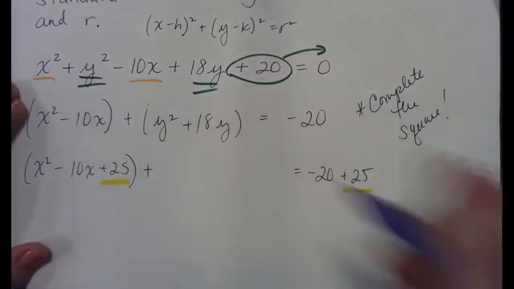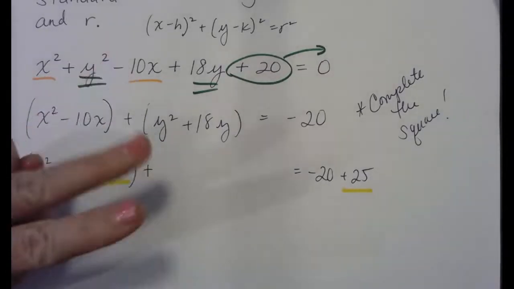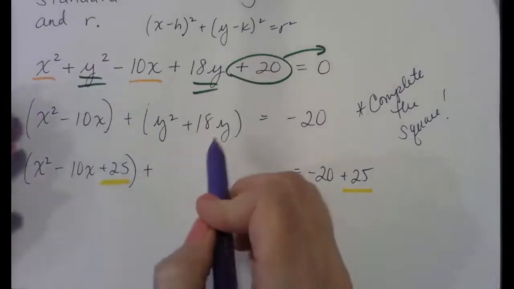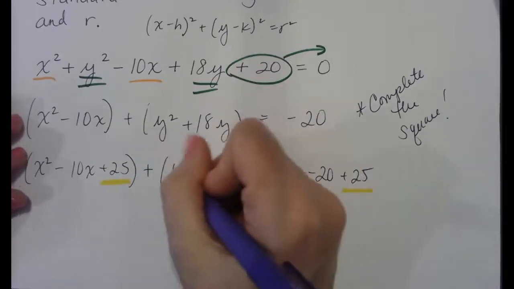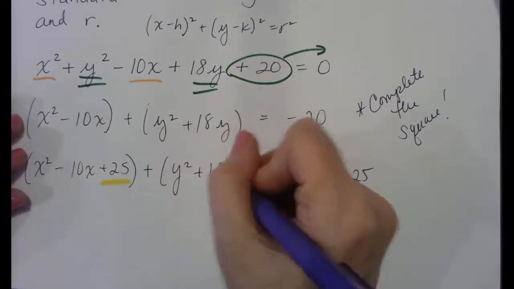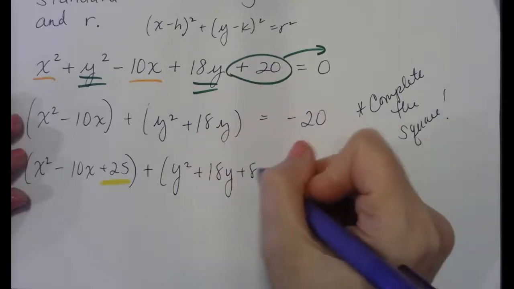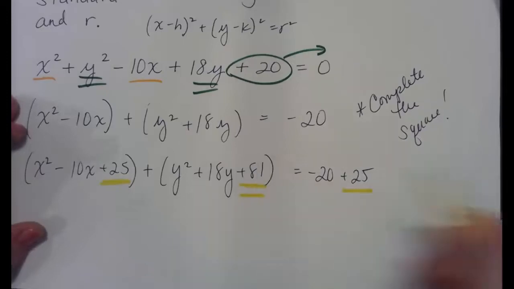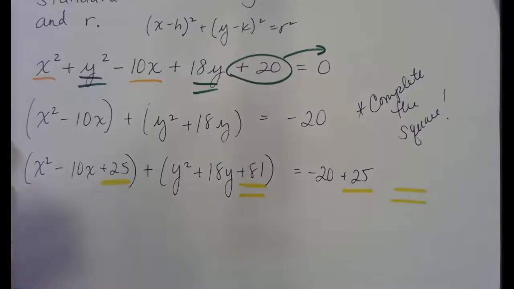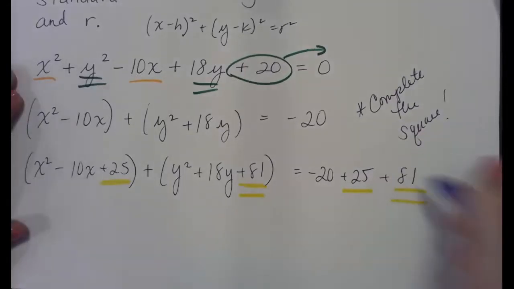So we're going to complete the square again. Remember, we got to complete the square not once, but twice. So go to the linear term, which is 18y. Half of 18 is 9, and 9 squared is 81. So once again, we are adding 81 on the left, and we need to add 81 on the right.